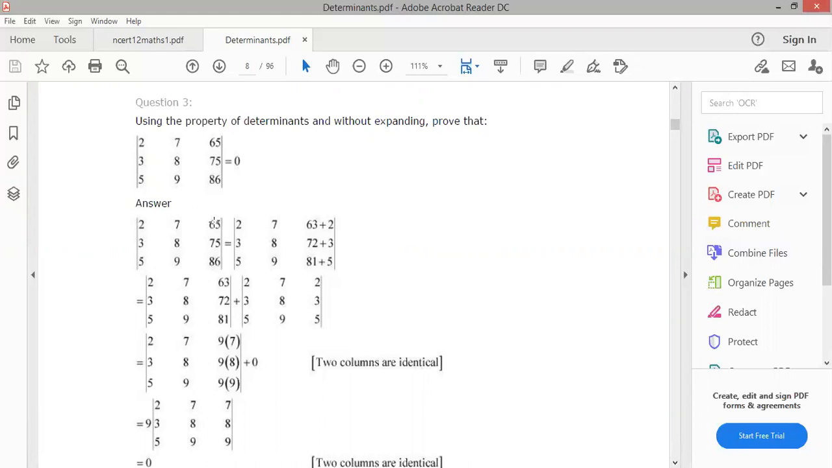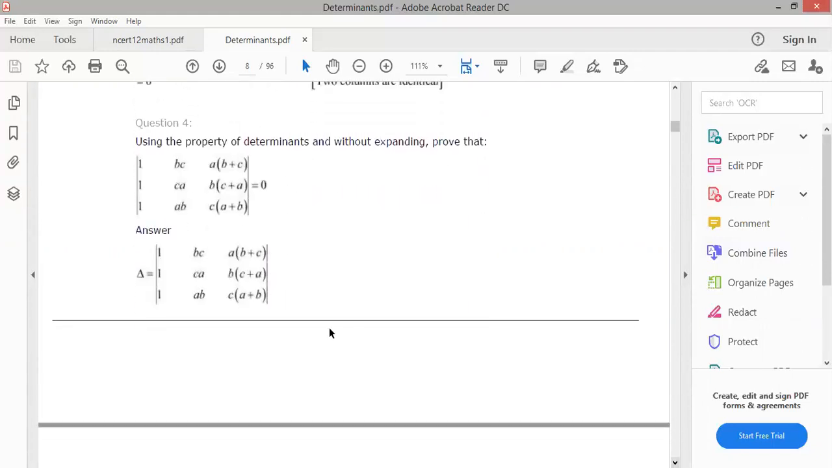We have broken it here. Sorry. Yes, I have broken the third column here into two columns, this and this, then expanded accordingly. So its value is equal to 0.